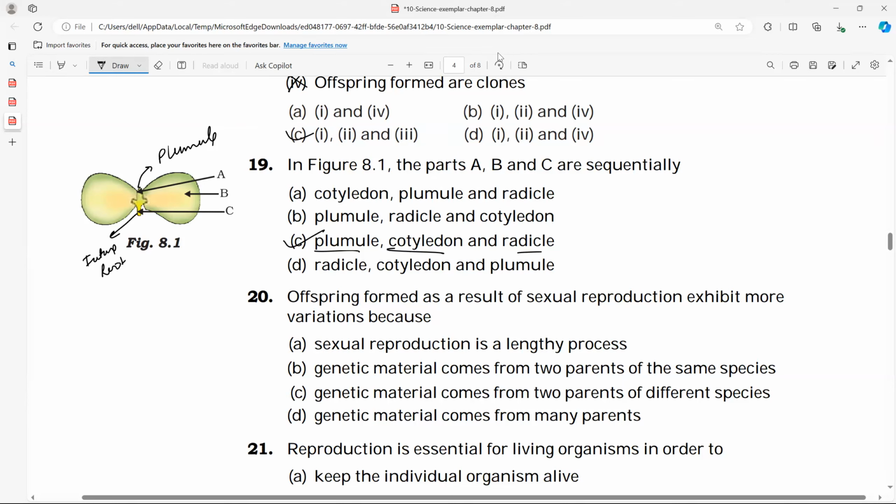Tell me, question number 20. What should be the answer for question number 20? Tell me first. Option B. Yes, Option B.